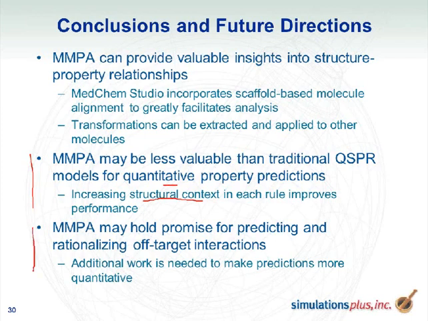So in this last session, we looked at using MMP for predicting and rationalizing off-target effects. This was just a simple example, and additional work is needed to make the predictions a little bit more quantitative. So with that, I thank you and welcome any questions.